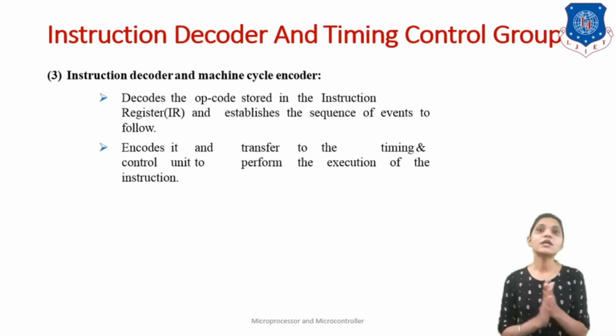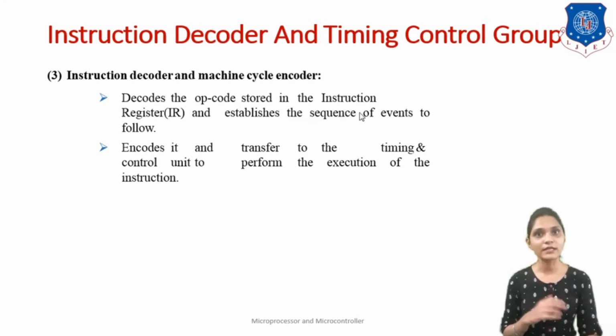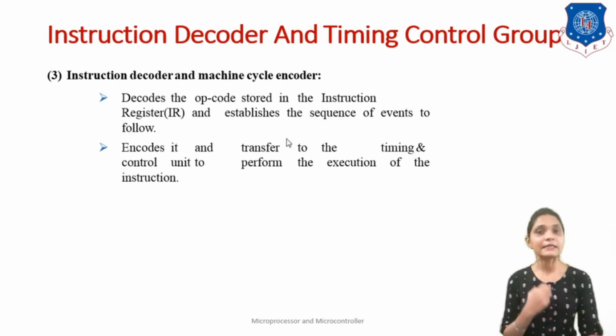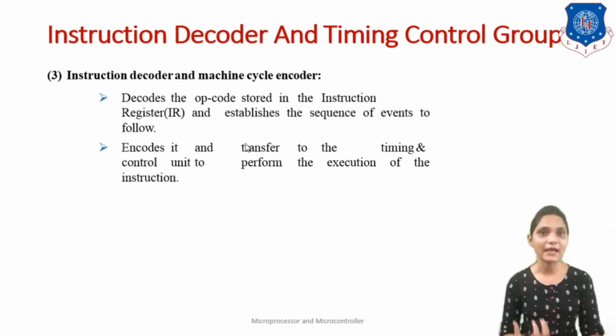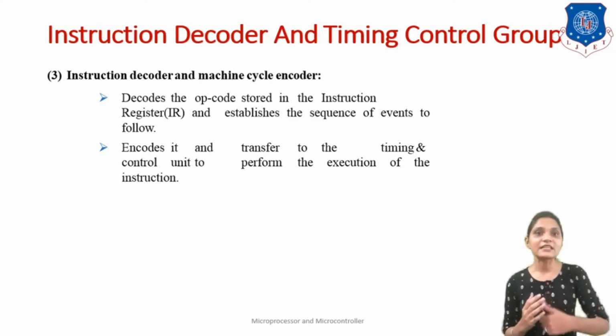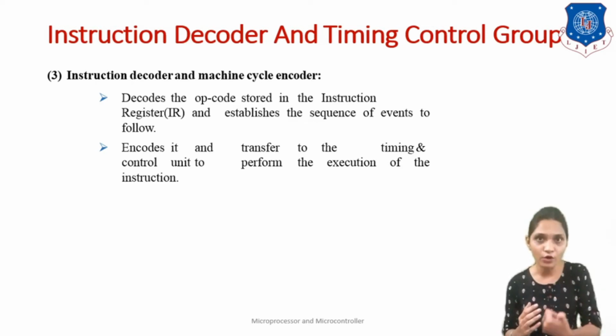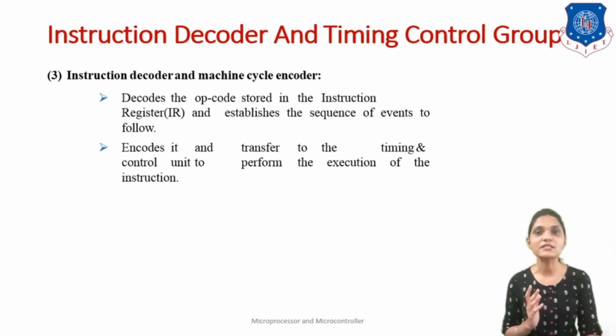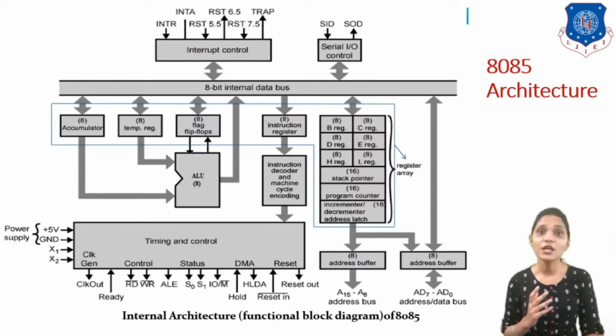Here the instruction decoder decodes the opcode that you have stored in the instruction register and establishes the sequence of events that are required to complete that execution. Okay, and it encodes it and transfers it to the timing and control unit to perform the execution of the instruction. So it will decode the instruction, establish the sequence of events to be followed, encode those events into timing, and provide this information to the timing and control unit. This is the basic task done by the instruction decoder unit.